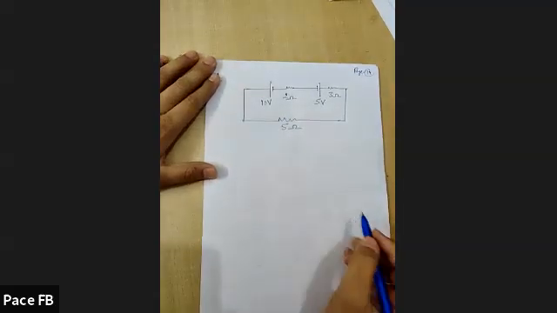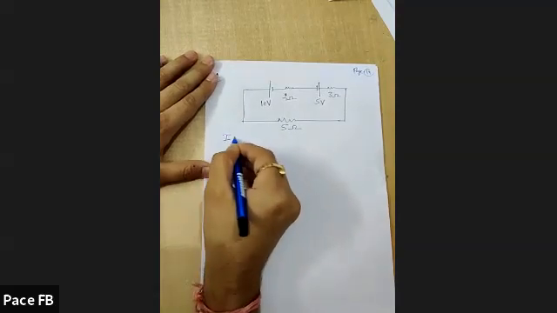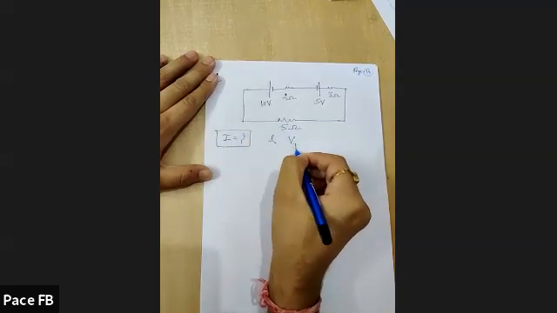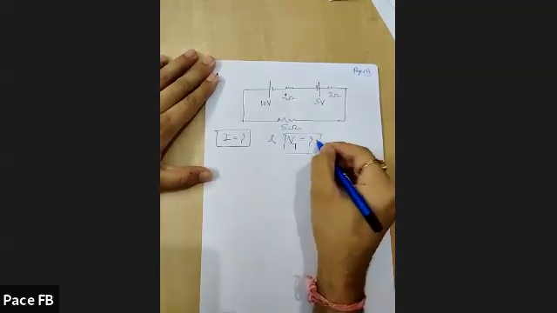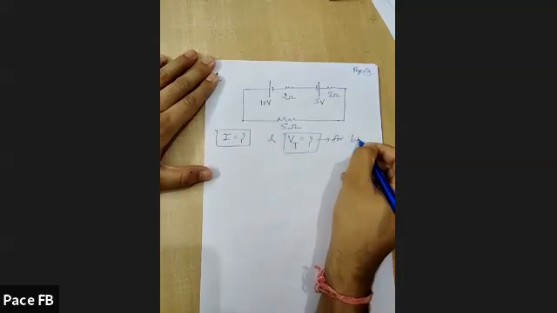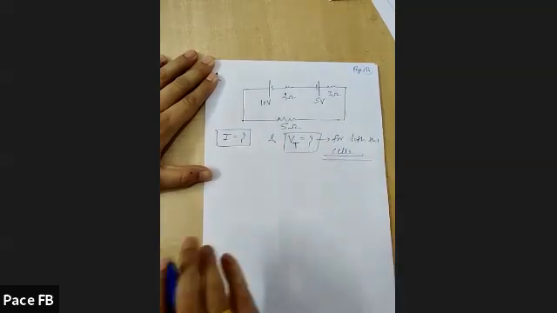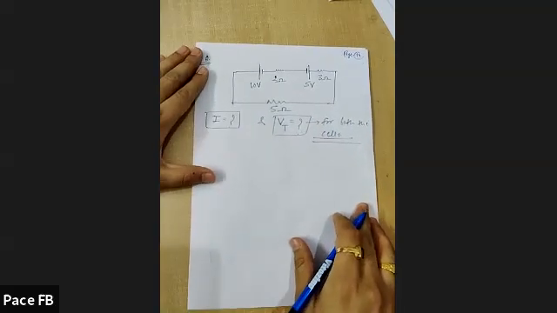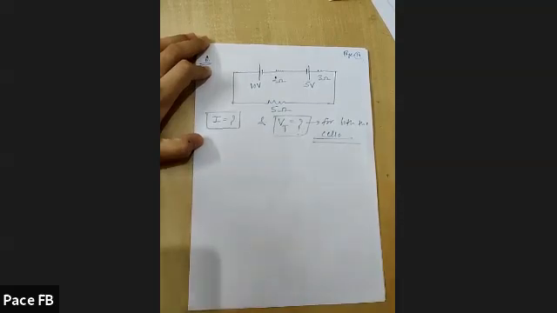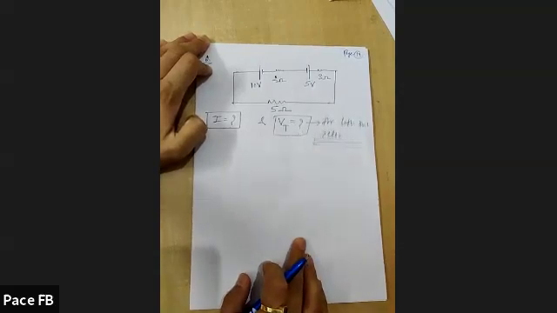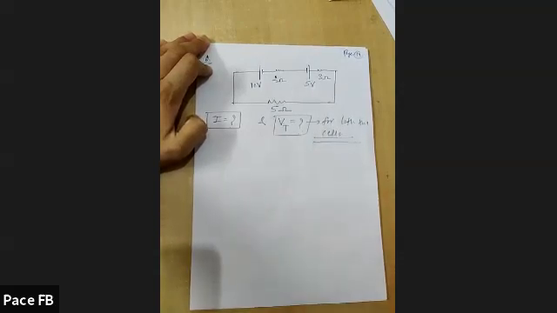Now you have to tell me what is the current in the circuit, first thing, and second, the terminal voltage for both the cells. You have to find out both. Tell me how to solve.